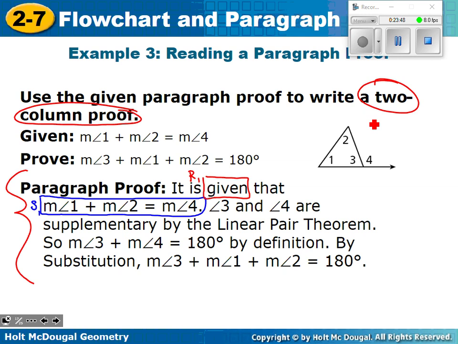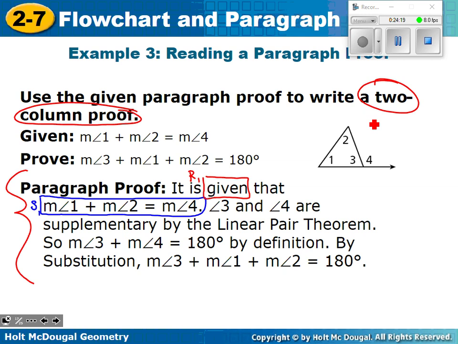Say it again. It gives you everything in the paragraph proof that you need. All you're doing, yes, it has to be in order or your paragraph proof is not correct. You have to organize it into 2 columns. Okay? Hold on, let me write this one down first. Measure angle 1 plus measure angle 2 equals measure angle 4, and the reason was given. Okay? Go ahead. Edwin, what did you say?